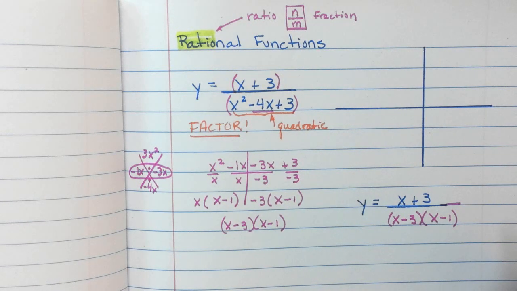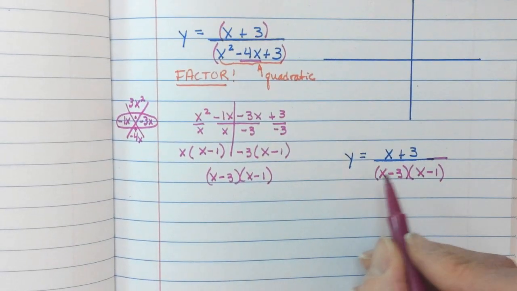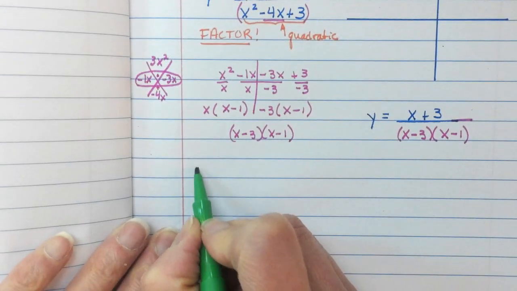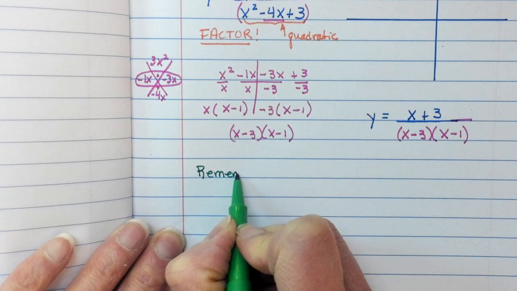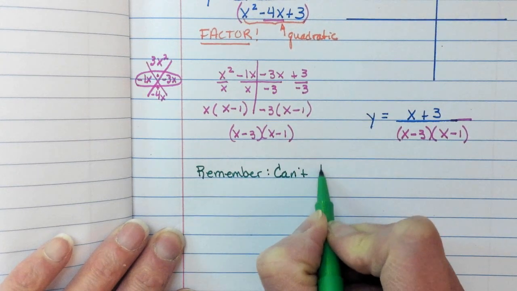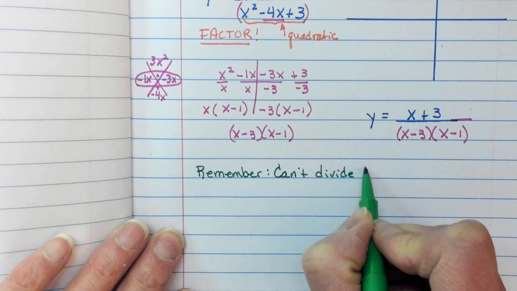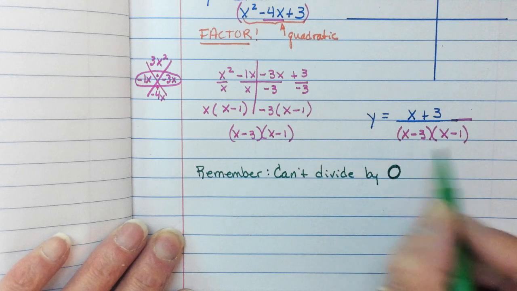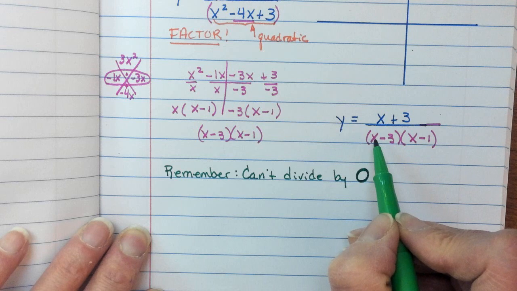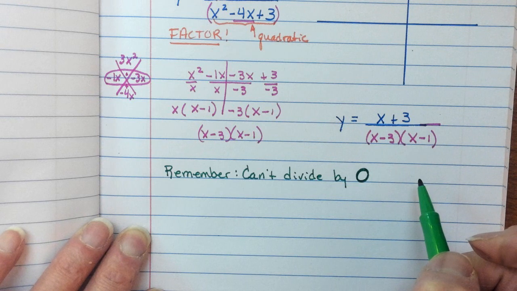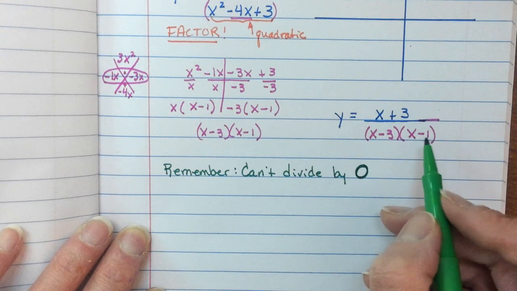So why did I do this? I did this because I have to make sure there are no restrictions in my denominator. So remember, an important thing to remember, let's put this down here. So remember, you can't divide by 0, okay? You can't divide by 0. So any value of x in the denominator that would make my denominator a 0 would be forbidden. So that would be a restriction.